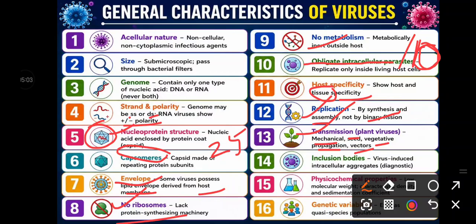Then about the inclusion bodies. Inclusion bodies are very important. Inclusion bodies are induced intracellular aggregates. These are actually the excess proteins or excess virus bodies that are removed from the replication pool. So it is forming some inclusion bodies that are helpful for diagnosis of that particular virus, because the structure of inclusion bodies differs from virus to virus.